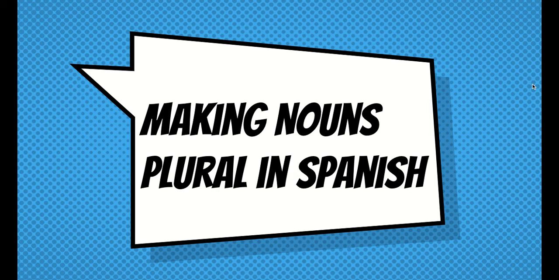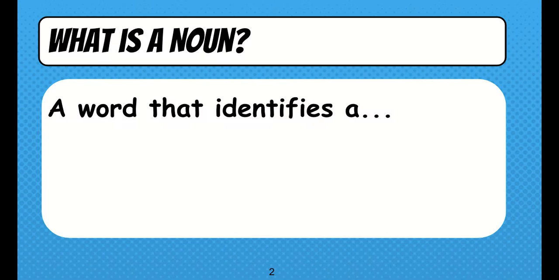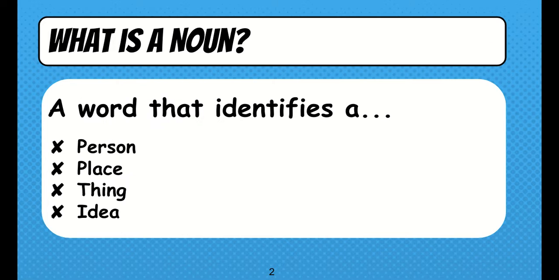So let's talk really quickly about what a noun is and then how we go about making them plural in Spanish. So first off, what is a noun? Well, a noun is a word that identifies a person, a place, a thing, or an idea. So that's where we want to start out first. So anytime a vocab word in Spanish defines a person, a place, a thing, or an idea, it's going to be a noun, and it can be made plural.